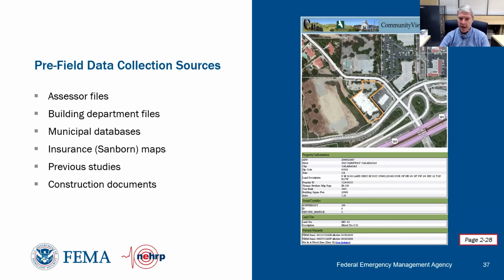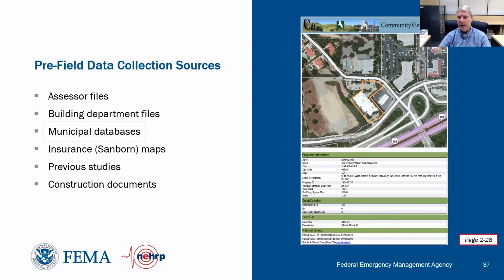There's building department files. If it's a pretty robust building department, maybe they'll have them electronically and searchable, and they might have the construction drawings for the building. Particularly for newer buildings, they're electronically filed, and so maybe we can pull them up in that regard. So building department files are great resources to tap into.